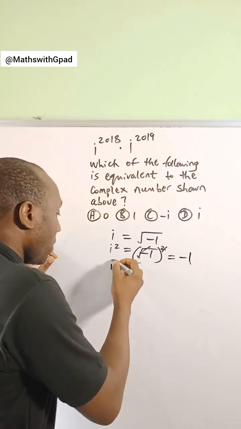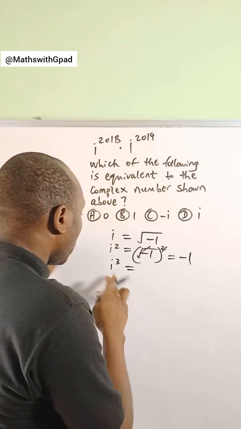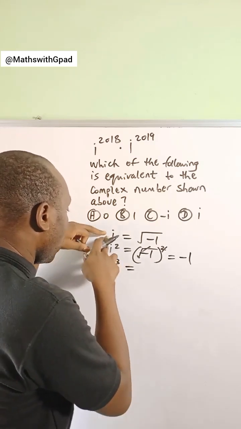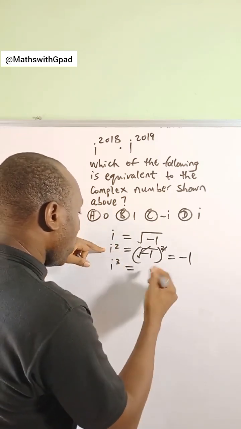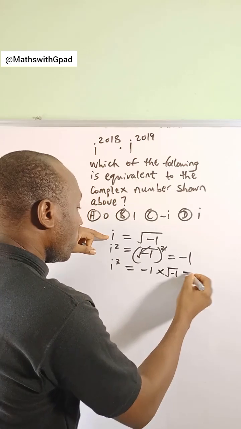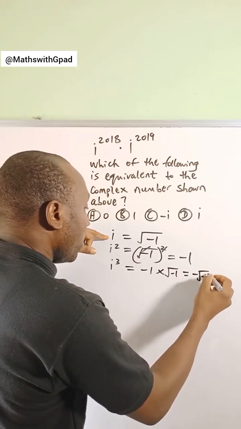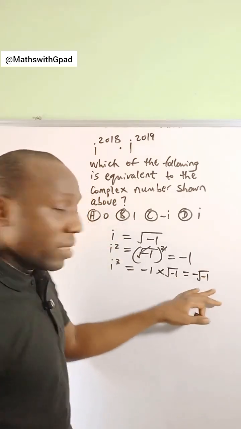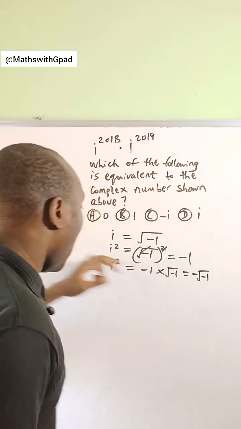So what about i raised to 3? It's going to be i squared times i. What is i squared? Minus 1. Minus 1 times i, the square root of negative 1, which is negative the square root of minus 1. You see that? So this is i cubed.